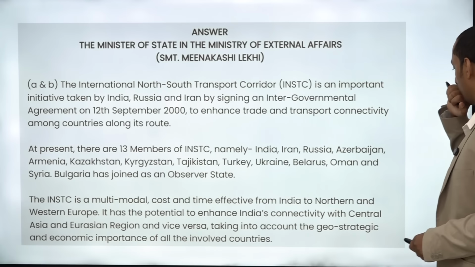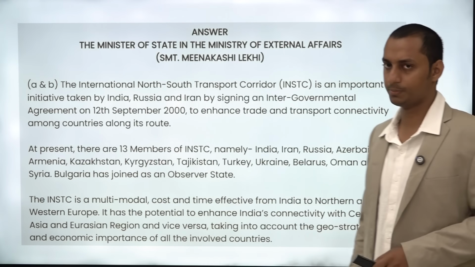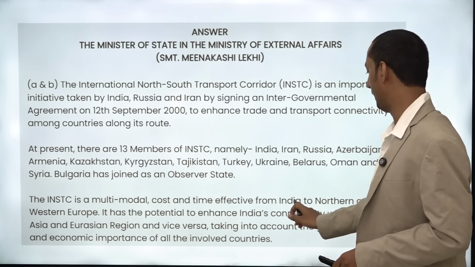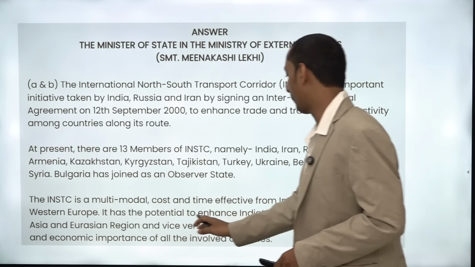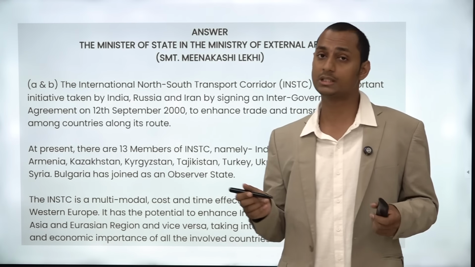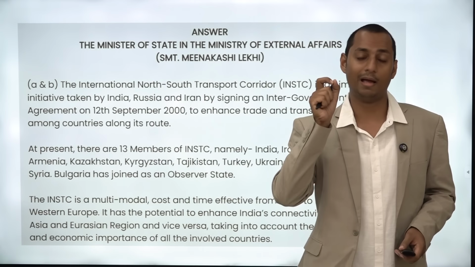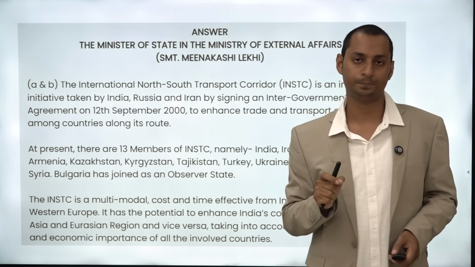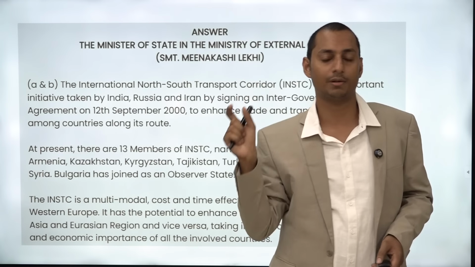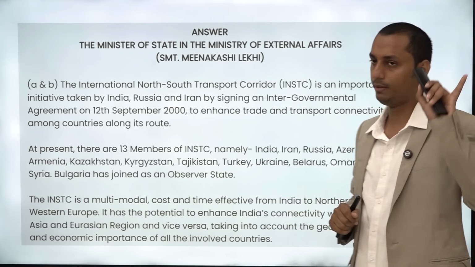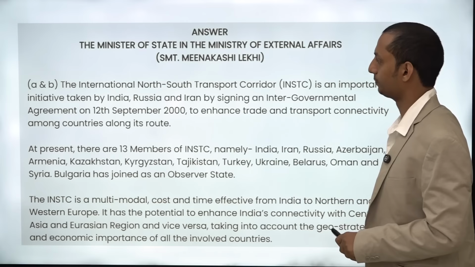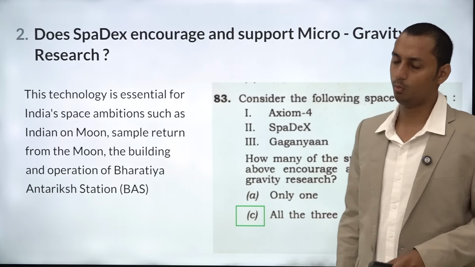Now, if you look at the answer given by the External Affairs Minister, you can see that the INSTC is a multimodal, cost-effective route from India to Northwestern Europe. It has the potential to enhance India's connectivity to Central Asia. So connectivity to Central Asia is there, but does it actually go through Central Asia? No, because it moves from Iran to Azerbaijan to Russia, and Central Asian countries do not include Azerbaijan. So in the first question, we are 100% sure that D is the answer.